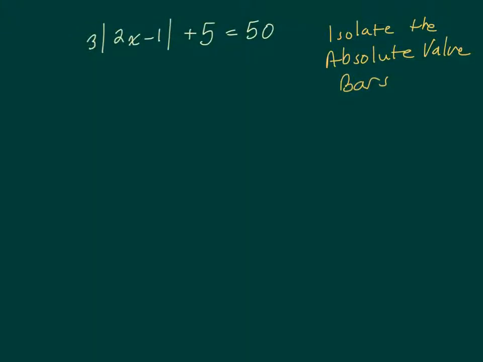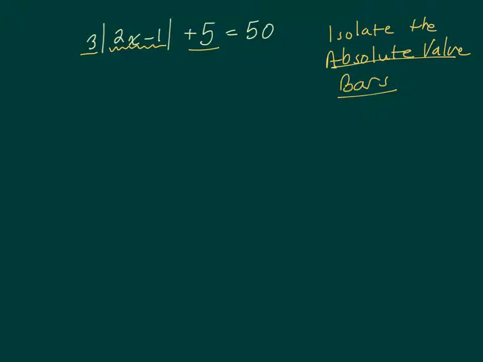Now, this type of absolute value problem probably looks a lot more intimidating because you have all these numbers on the outside and then all this stuff going on the inside. But we don't want to panic. We just want to start by trying to isolate those absolute value bars, which means I don't really care what's going on inside of here until I have it isolated.